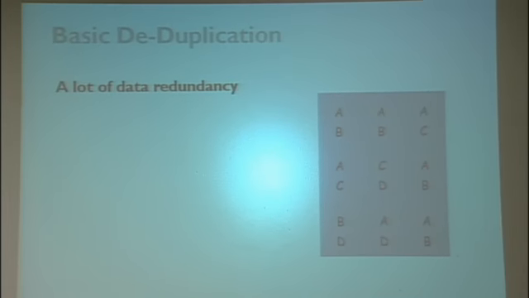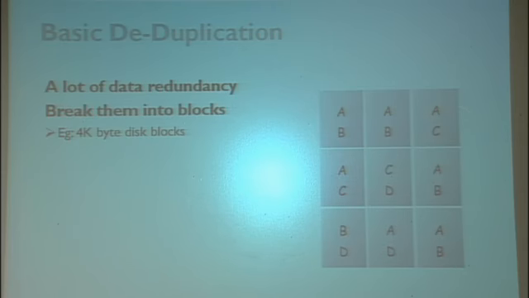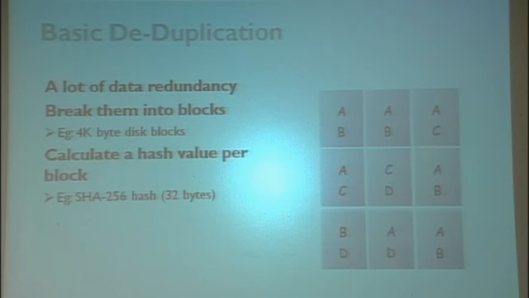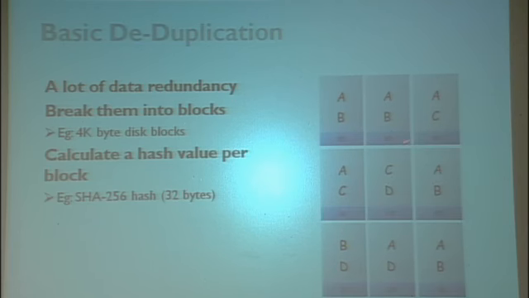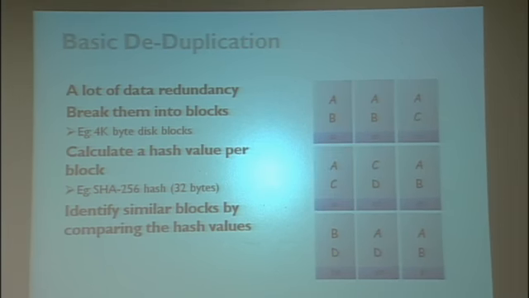Deduplication says, I have a lot of redundant data, so AB is redundant. So what you want to do is break it up into blocks. One easy way is to calculate a hash, because you don't want to compare blocks. That's too much. An N squared comparison of blocks is a lot of comparison. You can calculate a hash for each of these blocks, and then compare the hashes, and if the hashes are the same, they are the same blocks.